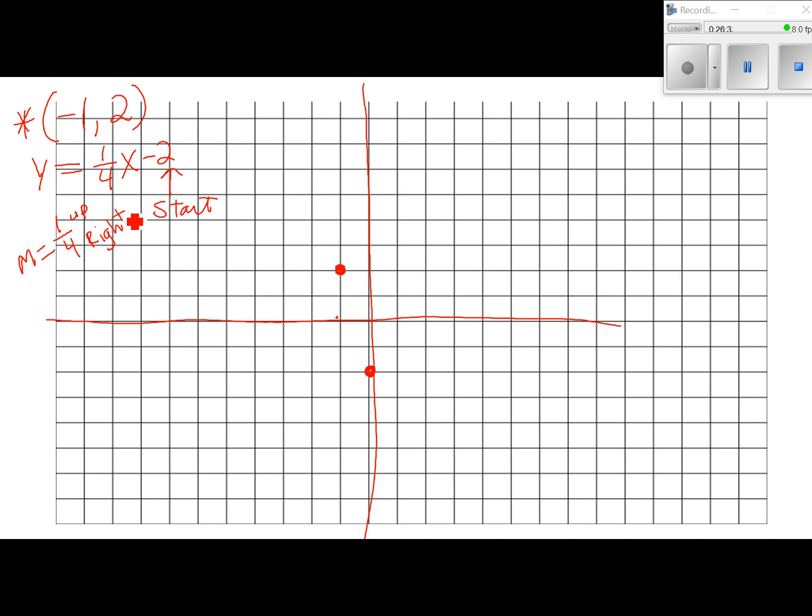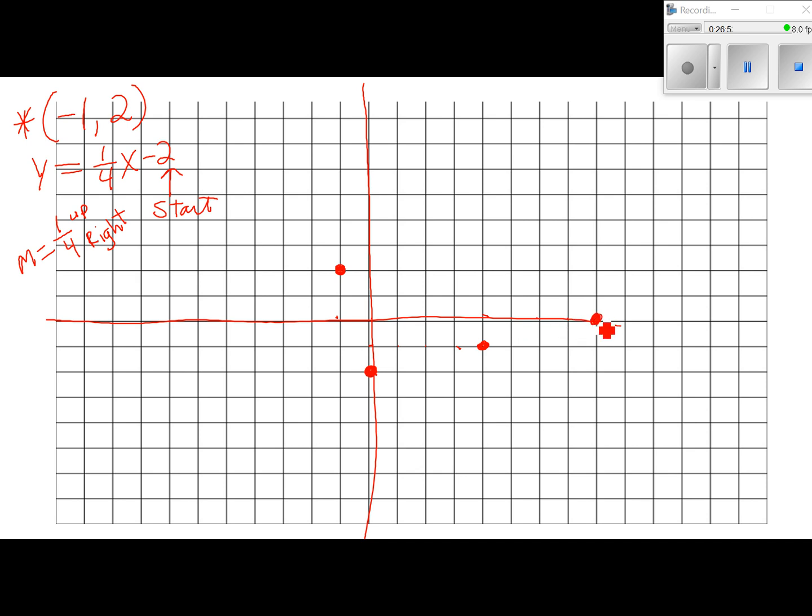Right 4. You start at this point. You don't start at the origin. You start at the y-intercept. And that tells me go up 1, to the right 4, and put another dot. Then I go up 1, to the right 4, put another dot.